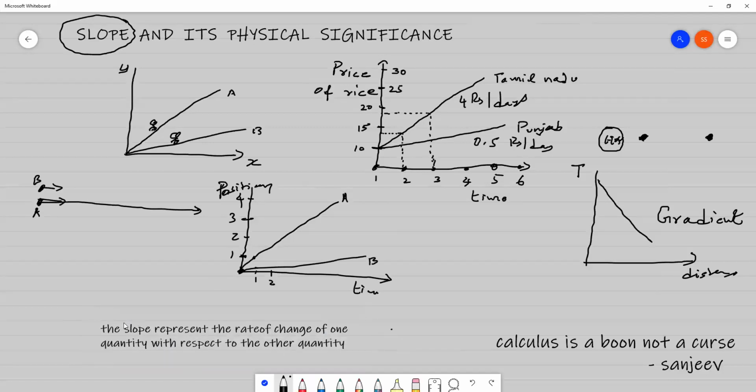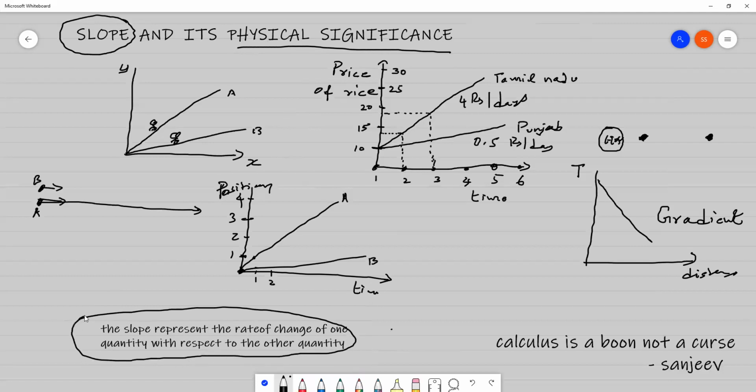So understanding the physical meaning, the physical significance of slope, we are about to see the physical significance here. What is the physical significance of slope? The slope represents the rate of change of one quantity with respect to the other quantity. So this is the physical meaning of slope.